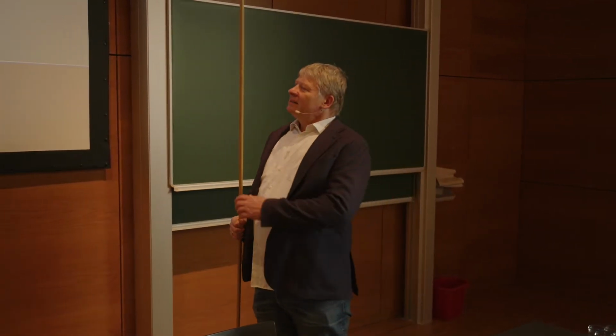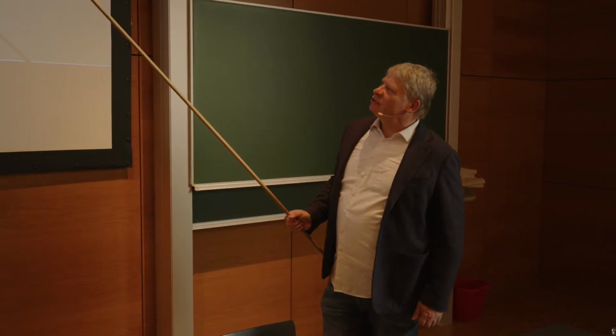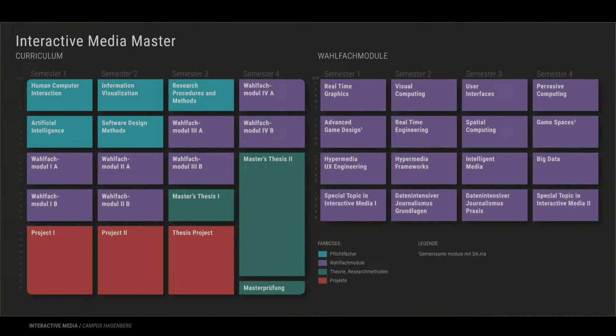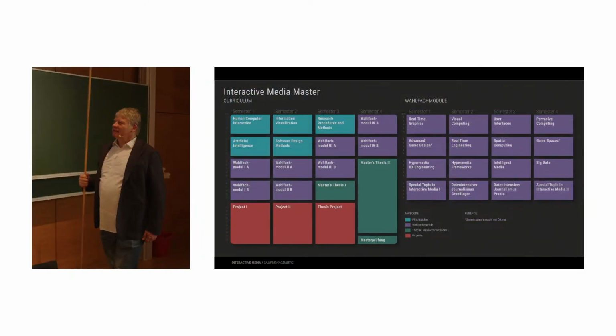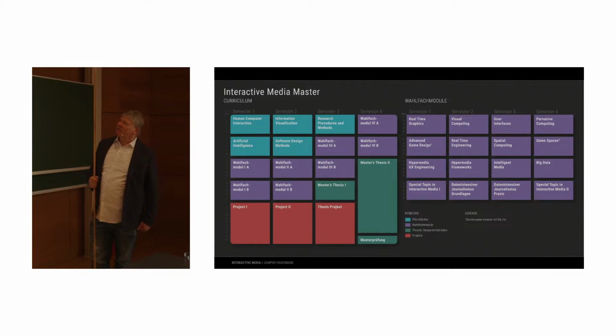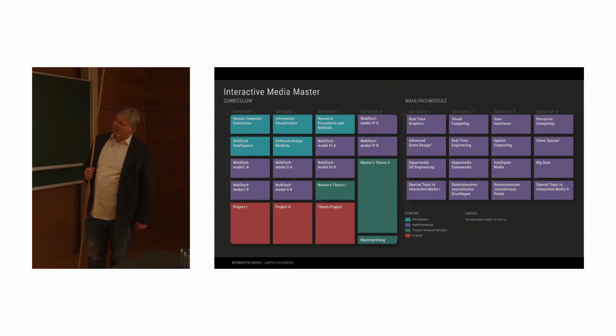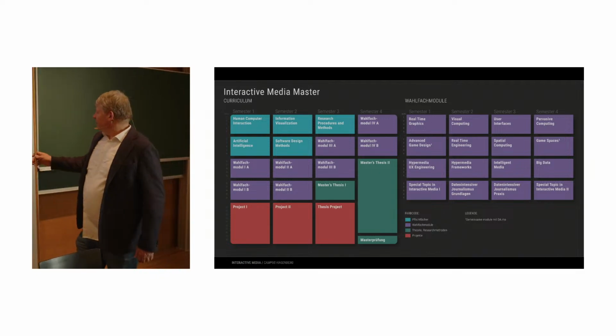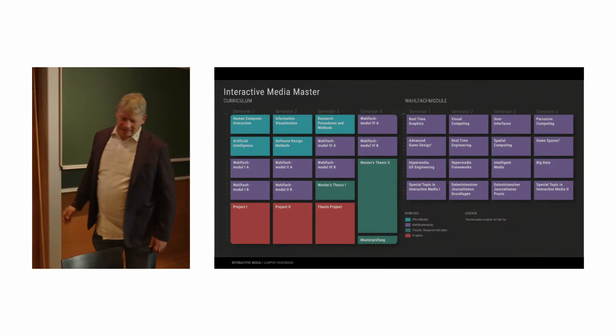Okay, and so every semester you have to choose 2 of those electives, but you don't have to follow the whole tracks. You can choose and match whatever you like of the 4 possibilities. Okay, so that's the curriculum.